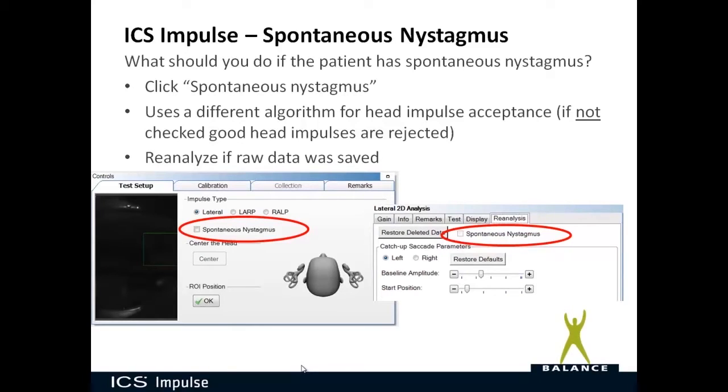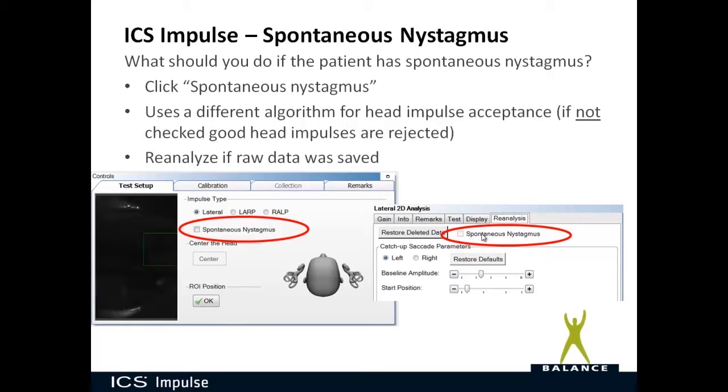Now, let's say that you're doing a bunch of head impulses and everything's rejecting and you're wondering why, and you think, oh, I forgot to check that spontaneous nystagmus box. Well, as long as you have raw data saved, then you can go into reanalysis and check the spontaneous nystagmus then, and it will reanalyze the data as if you had checked it at the beginning, and you don't have to recollect all that data. Okay? So there's two ways to do it. At the beginning, which is best, and then if you happen not to check it, you can do it after the fact and reanalyze.